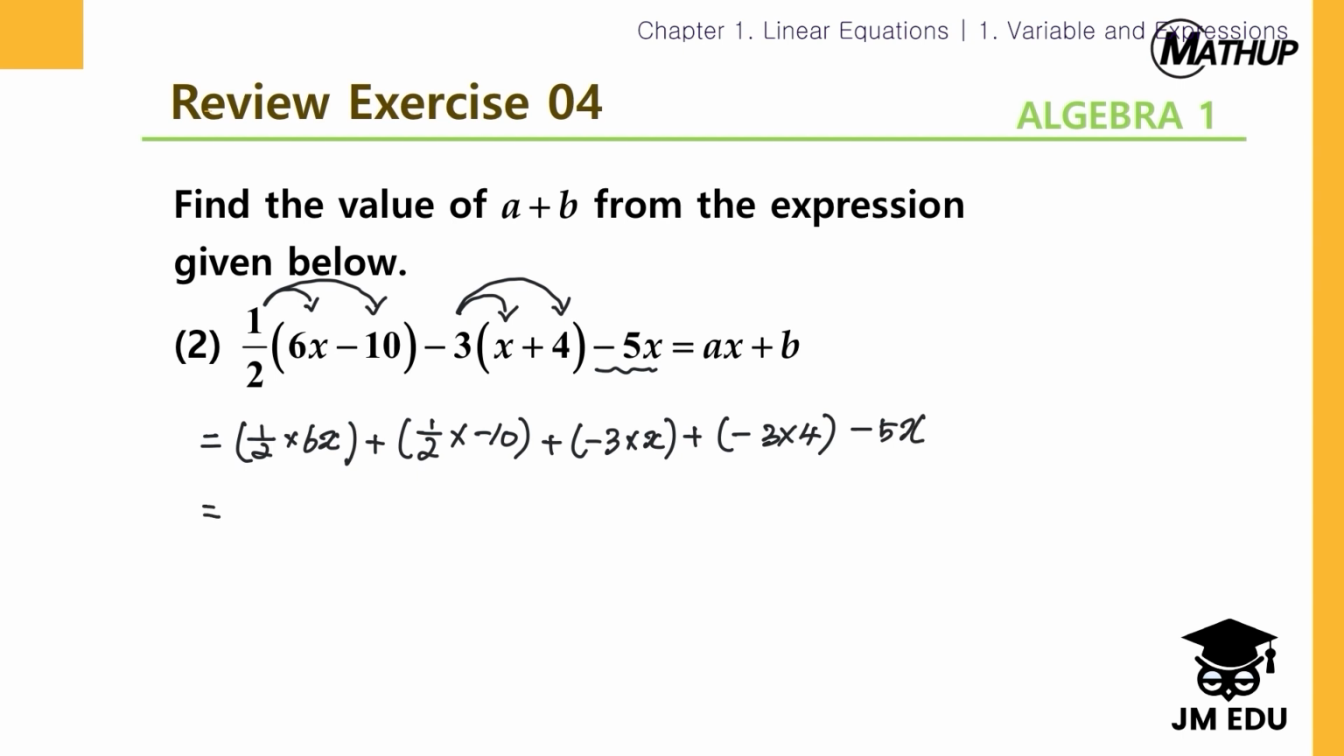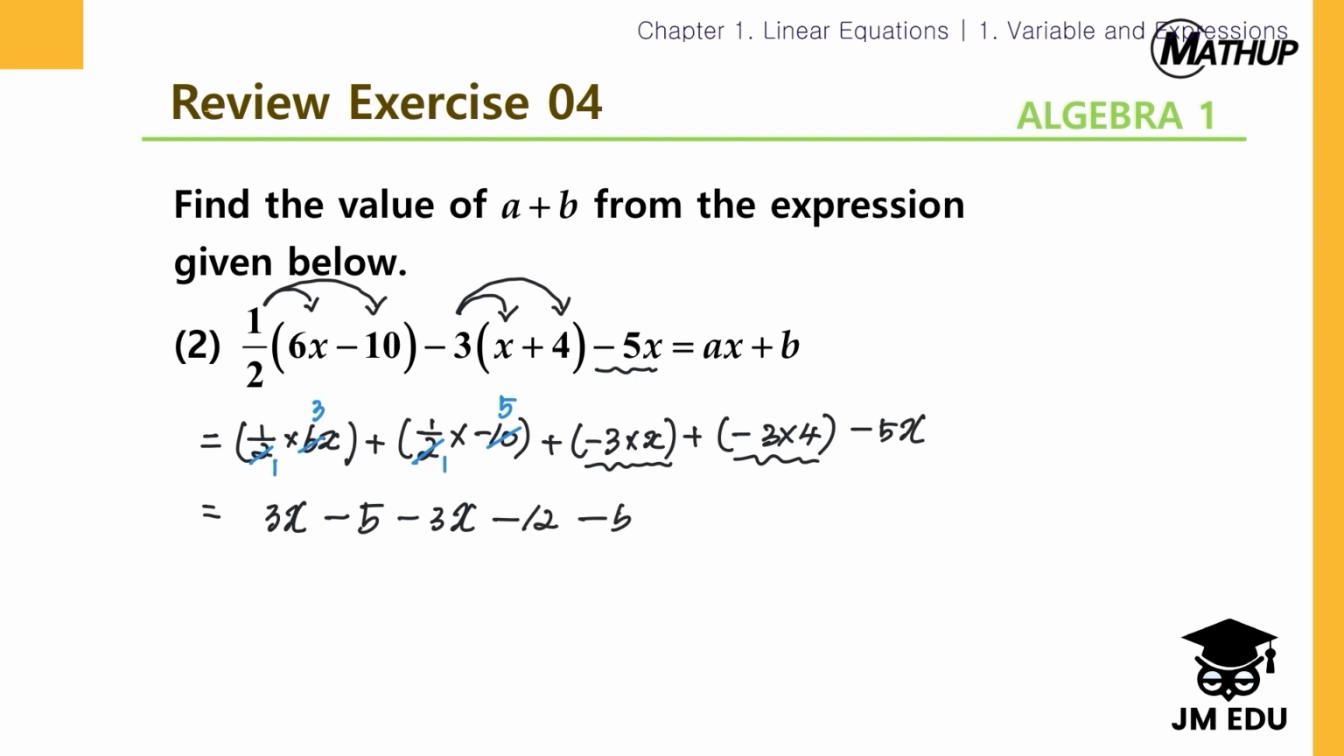So let's simplify this. Here, 2 times 1 is 2. 2 times 3 is 6. So 1 times 3x, that's a 3x. Here, 2 times 1 is 2. 2 times 5 is 10. So 1 times negative 5, that's minus 5. Here, negative 3 times x, that's just a negative 3x, minus 3x. Here, minus 3 times 4, that's minus 12.